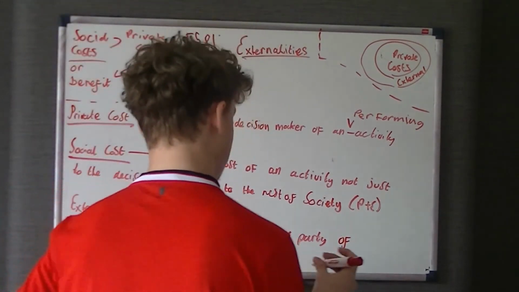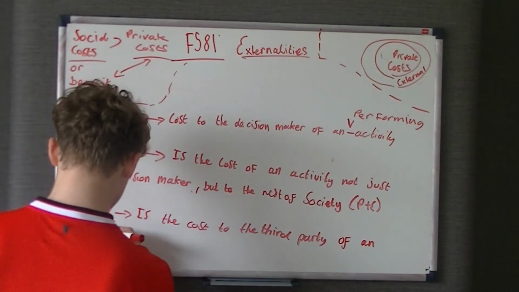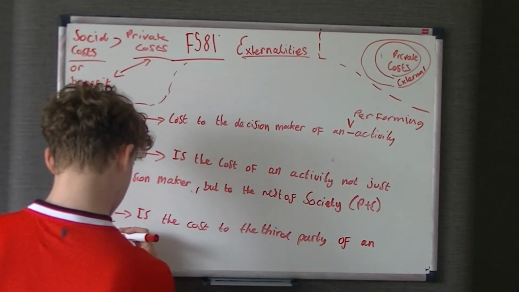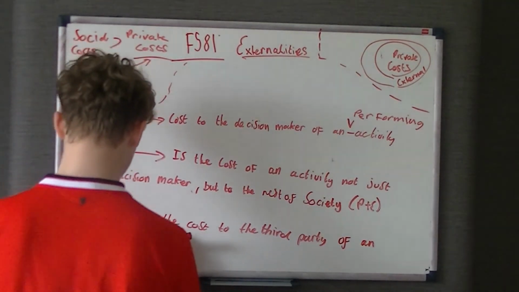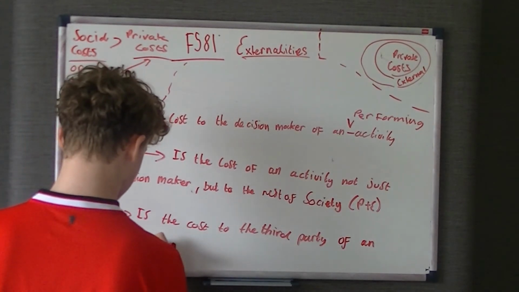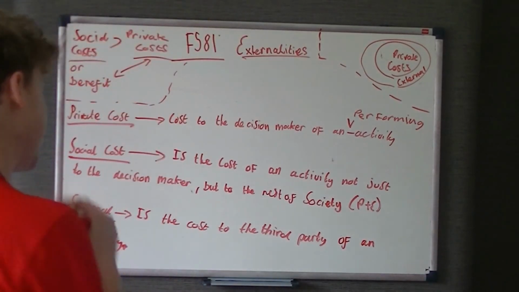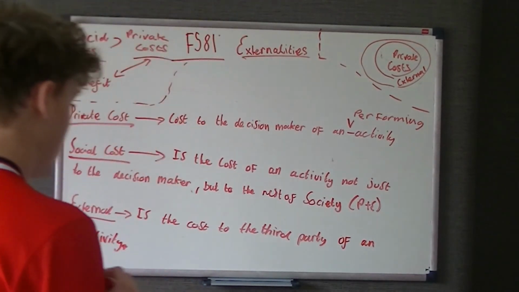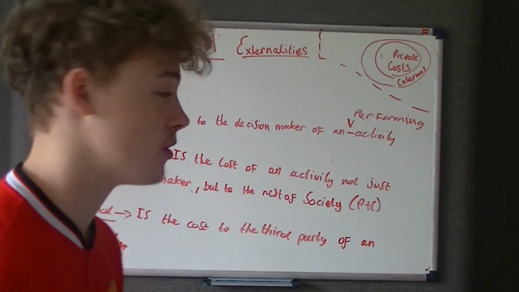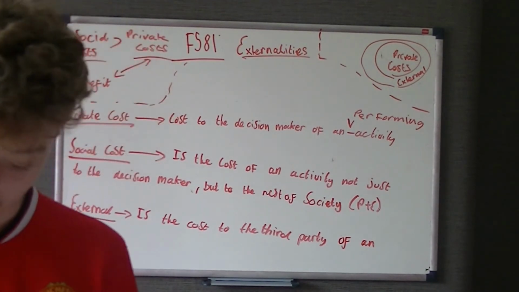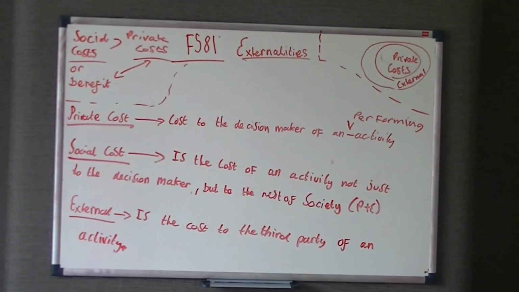So the cost of the third party of an activity. As I said before, I'm not going to write this down, but actually I probably will. So the third party is something not directly related to the decision making process, but it's affected by the actions of others. Probably don't write that on there because it's a bit long. So hopefully that's got your mind whirring away, and we'll see you in the next video.